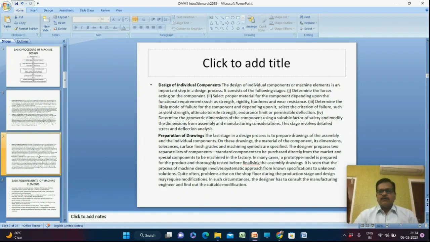In many cases, a prototype model is prepared for the product and thoroughly tested before finalizing the assembly drawings. It is seen that the process of machine design involves a systematic approach from known specifications to unknown solutions. Quite often, problems arise on the shop floor during the production stage, and a design may require modifications. In such circumstances, the designer has to consult the manufacturing team and manufacturing engineer to find out the suitable modification.